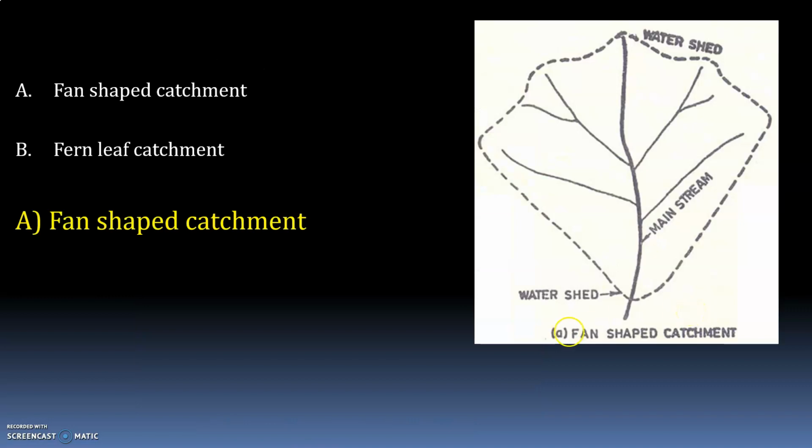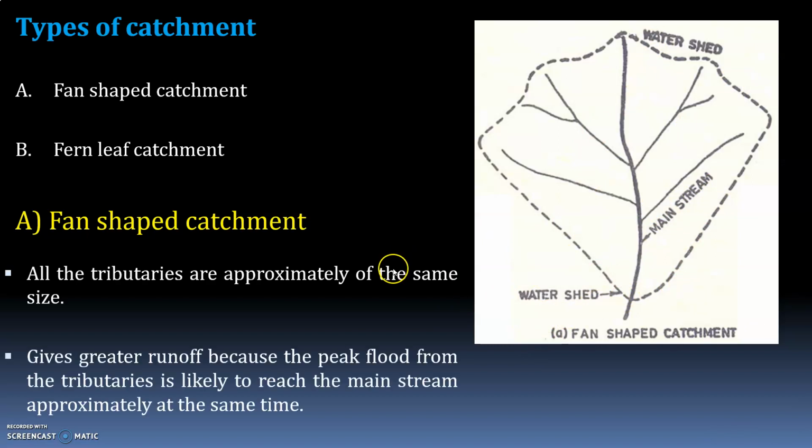Next, there are two types of catchments: fan-shaped catchment and fern leaf catchment. Let us see first what is a fan-shaped catchment. This is a fan-shaped catchment, the watershed and the main stream. All the tributaries are approximately of the same size in this type, which gives greater runoff because the peak flood from the tributaries is likely to reach the main stream approximately at the same time. This is about the fan-shaped catchment.